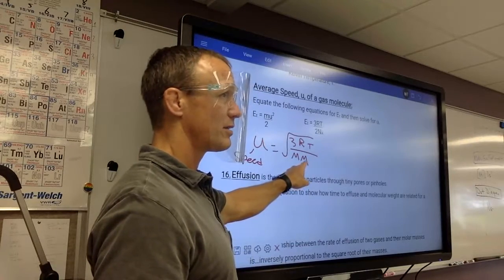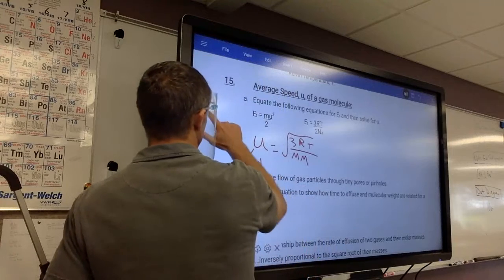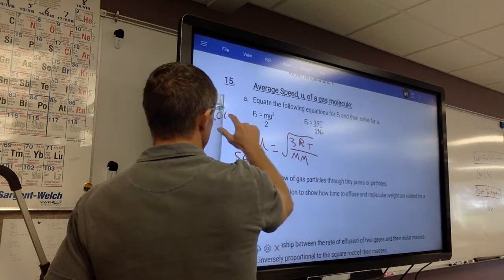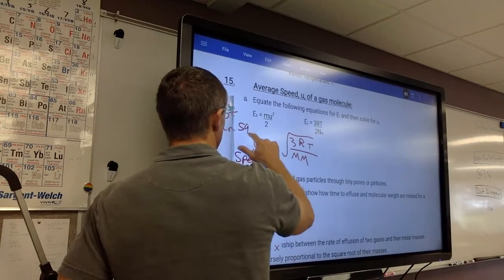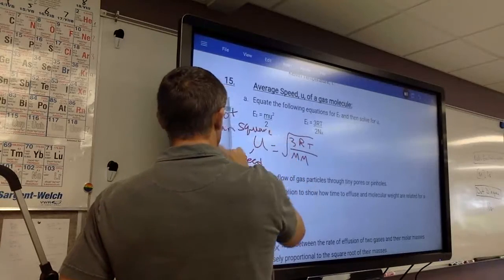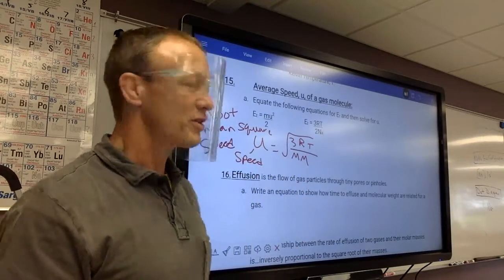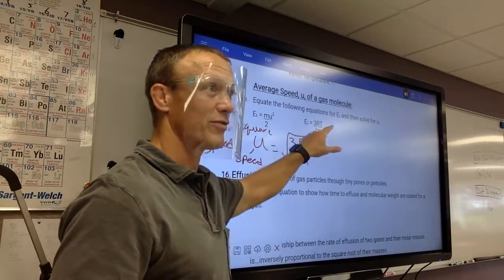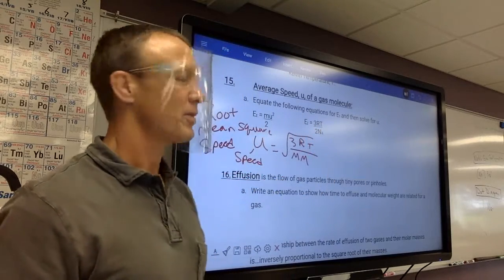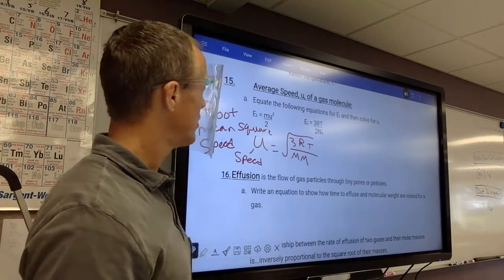What do you think MM is? Molar mass. Okay. They usually will say, when they ask you questions, they'll say, what is the root, mean, square, speed? That just means speed. They call it the root, mean, square, speed because it is the square root of it. They always put that on there. It just means the average speed of a gas molecule.